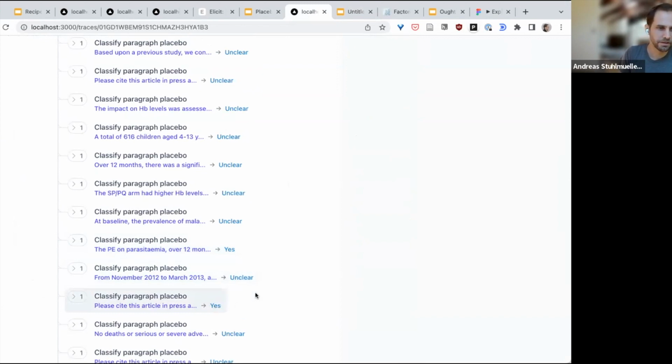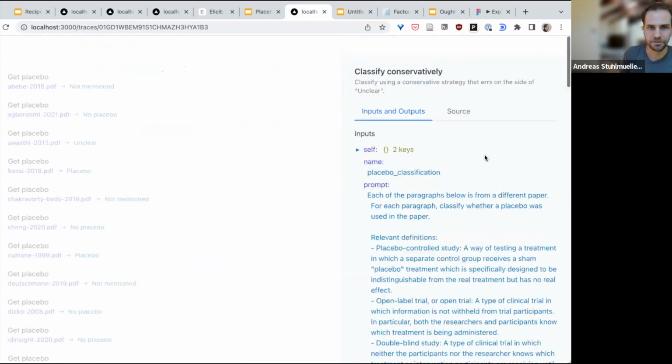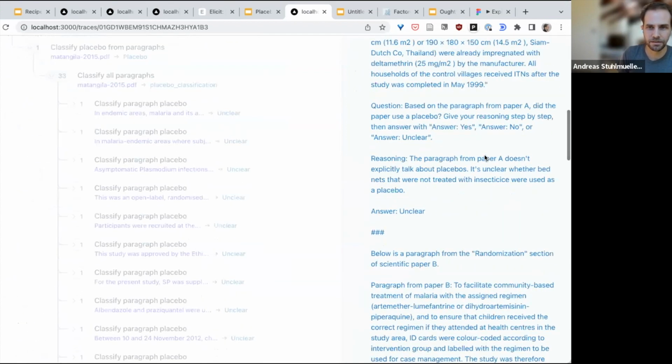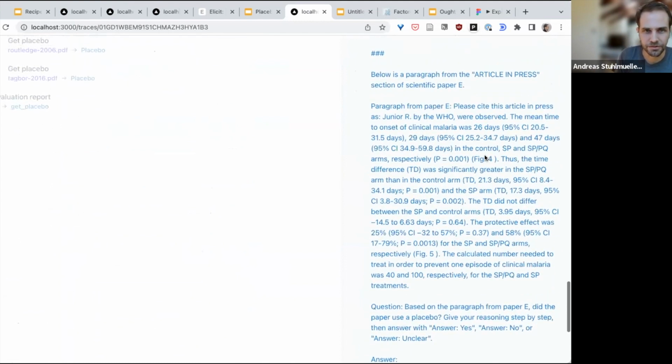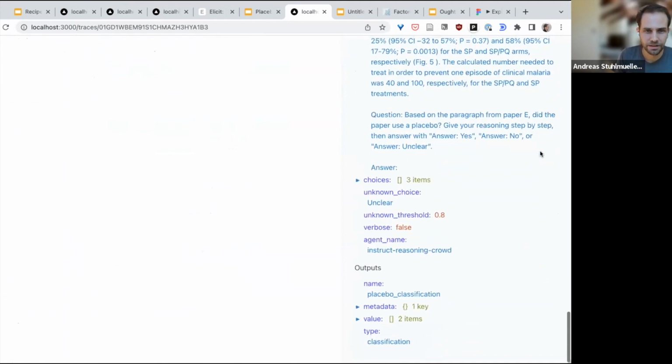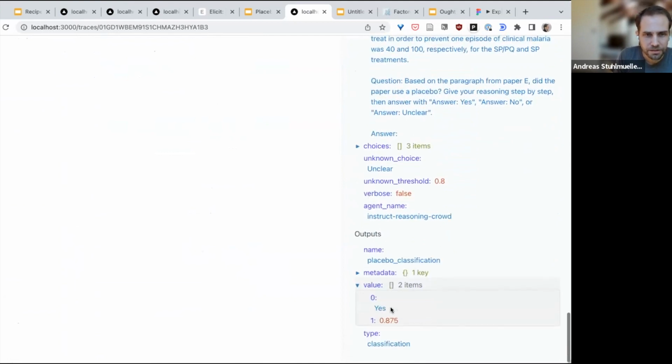And then we can look at the details here. What's the classification step? What did we actually show the language model? And why did it think that indicated that there was a placebo? So we can look at this paragraph. Not going to go through all of this now, but it talks a lot about different SP and SPPQ arms. And then the model judges, yes, placebo here, not totally confidently.